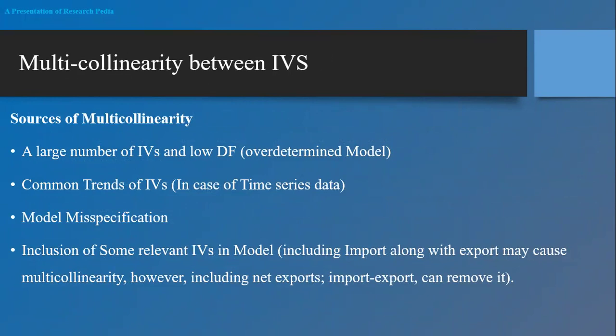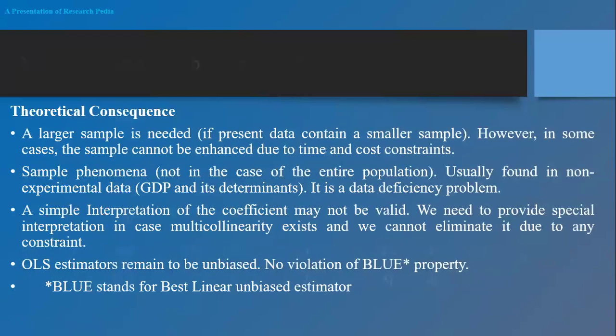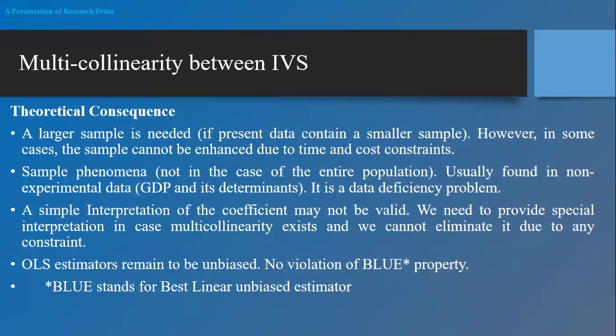The sources of multicollinearity include a large number of IVs and low degrees of freedom, common trends of IVs, model misspecification, and inclusion of some irrelevant independent variables in the model. There are many sources, and there are some theoretical consequences of multicollinearity. A large sample is needed if multicollinearity is present. However, in some cases, the sample cannot be enhanced due to time and cost constraints.